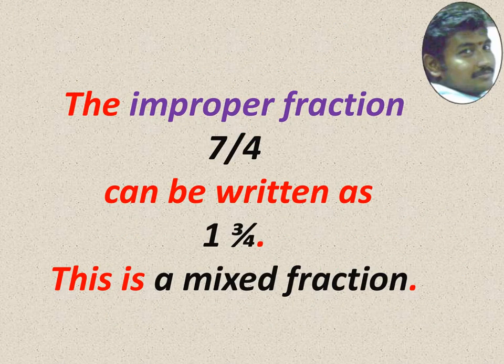The improper fraction 7 by 4 can be written as 1 3 by 4. So 1 3 by 4 is a mixed fraction. 1 is the whole, 3 by 4 is the proper fraction. In a proper fraction, the numerator should be small and the denominator should be a big number.